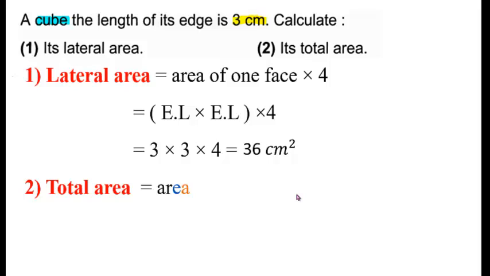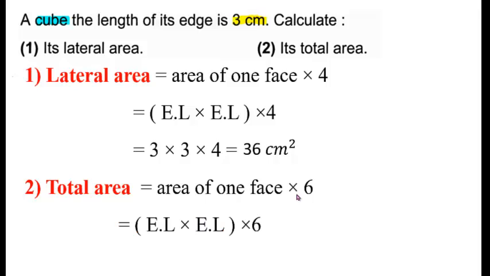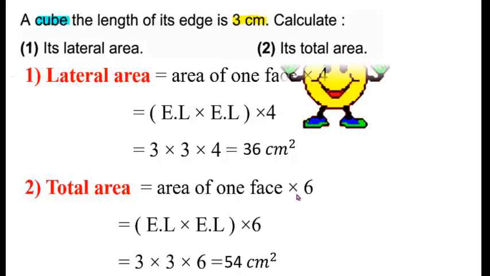We said that the total area is the area of the whole 6 faces, which means that I will have the area of only one face and I will multiply it by 6. What is the area of one face? Area of one face is side times side, or edge length times edge length. And then I'm going to multiply by 6. So 3 times 3 times 6, which equals 54 centimeters squared.